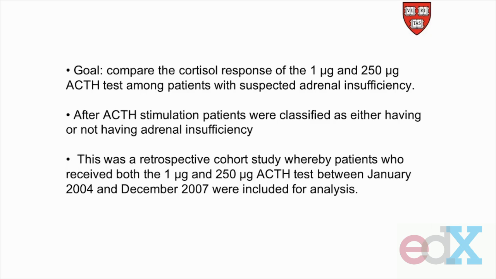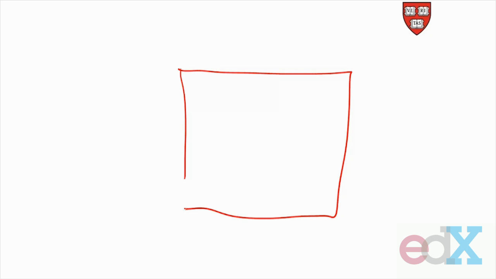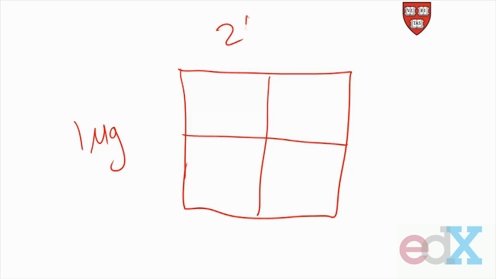After patients received the ACTH stimulation, they were classified as having either adrenal insufficiency or not based on their cortisol response. This was a retrospective cohort study where patients who received both tests were included in the analysis. So we have paired data here, and our data are going to look like a 2x2 table, with the results of the 1 microgram test on one side and the 250 microgram test on the other side. And then we're going to cross-classify patients.